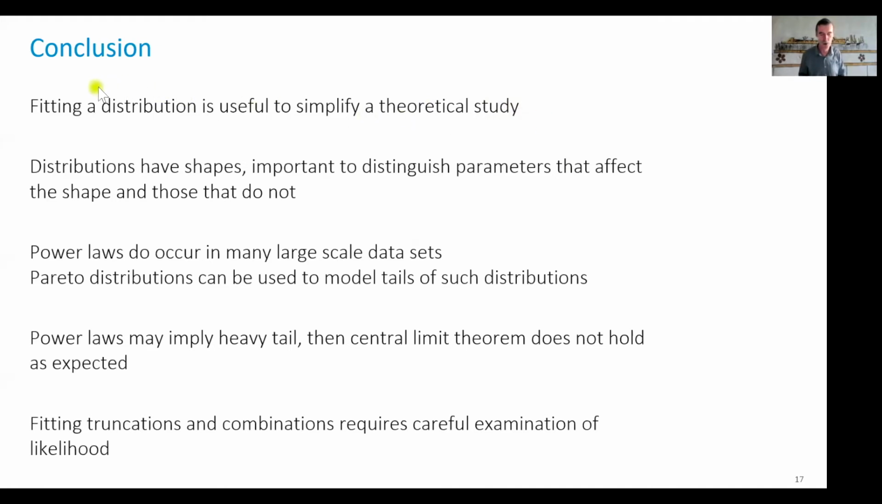So good models of loads usually have embedded distributions. In order to choose the distributions, we have to know their shapes, and it's important to distinguish parameters that affect the shape and those that do not. We have also mentioned that power laws occur whenever we have very large data sets. They are not anomalies. They are not due to errors in the distributions, and they are typically modeled with Pareto distributions and combinations when we want to model not just the tail, but the complete distribution.